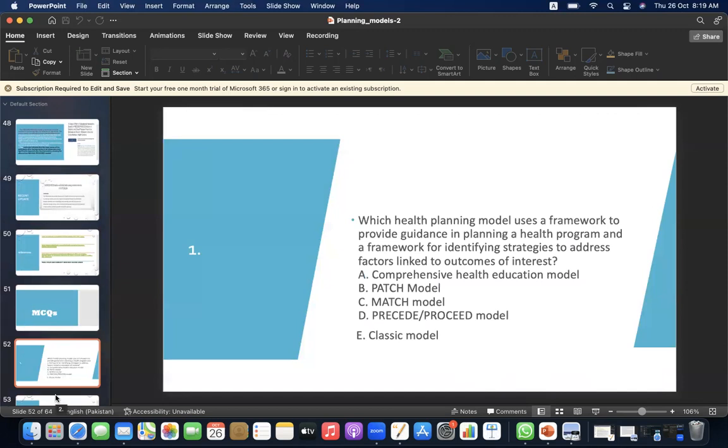Which health planning model uses a framework to provide guidance in planning a health program and a framework for identifying strategies to address factors linked to outcomes of interest? A, comprehensive health education model, B, PATCH model, C, MATCH model, D, PROCEED model, E, classic model. Anyone? D? Yes, it is D. It is the PROCEED model.